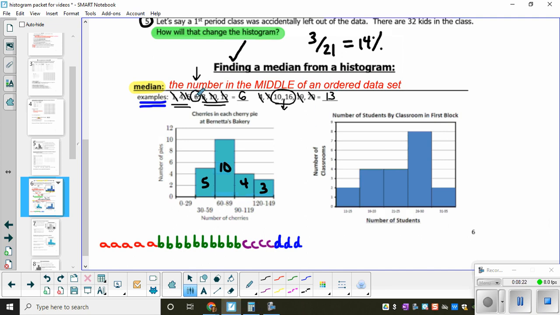So sometimes there's a number already in the middle, and sometimes you just got to add them up and divide by 2 to get the number in the middle. But that's all we're doing when we're talking about the median. And again, the median is just the number that's going to be in the middle.